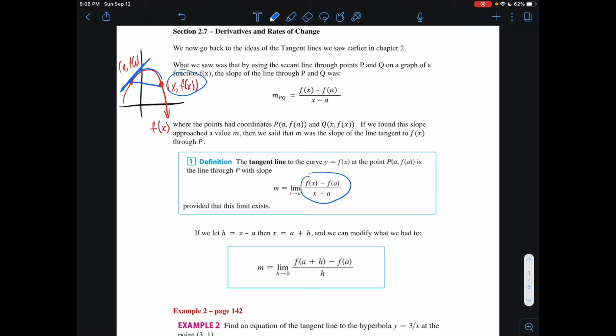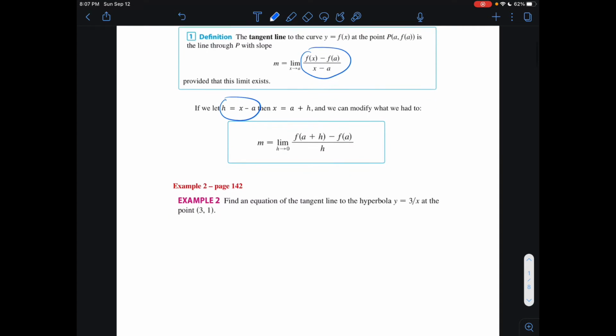We can rewrite this another way if we let h equal x minus a. And then that means that x is equal to a plus h. So I can replace in the numerator, instead of f of x, I would have f of a plus h, and then minus f of a. In the denominator, instead of x minus a, I have h. And then if x is approaching a, that means that h is approaching 0. So we can rewrite this slope of the tangent line simply as the limit as h approaches 0 of the difference quotient, f of a plus h minus f of a divided by h.